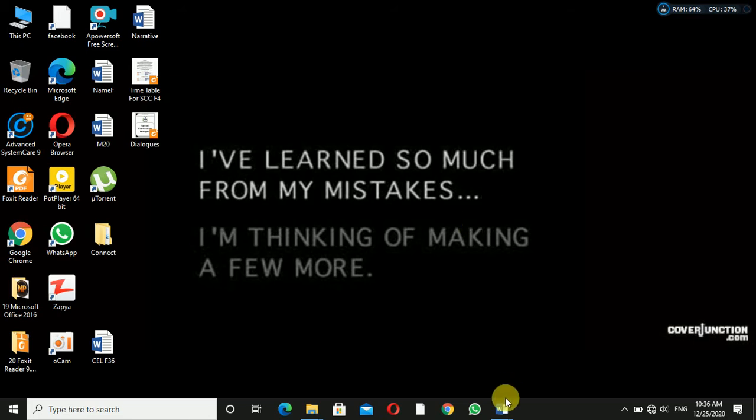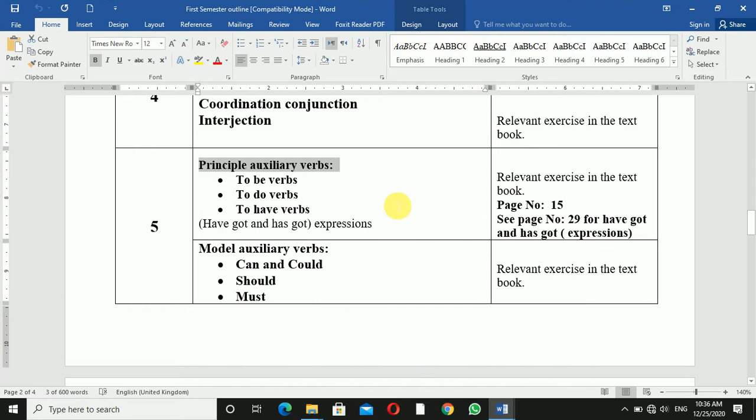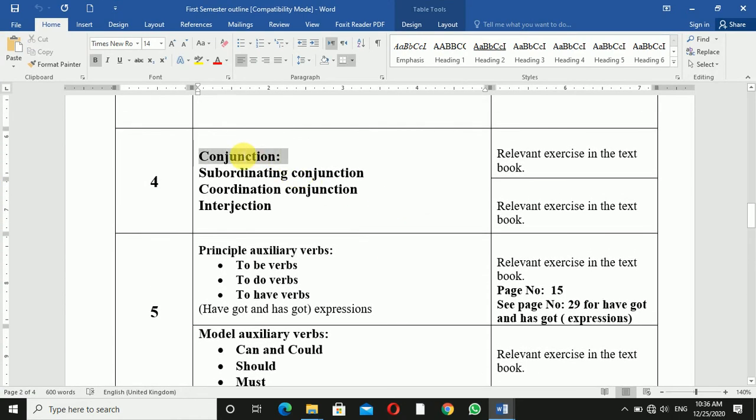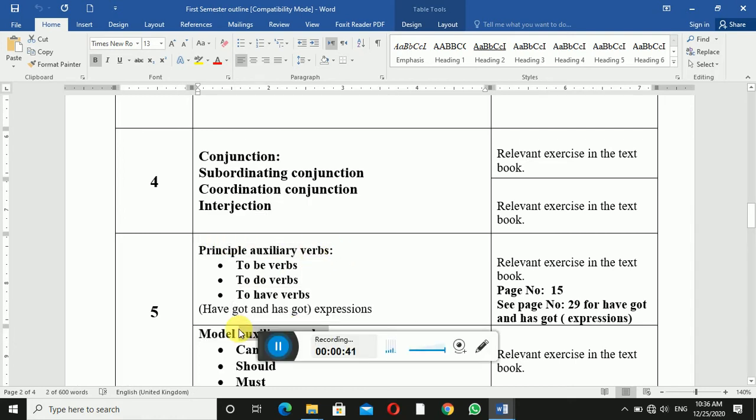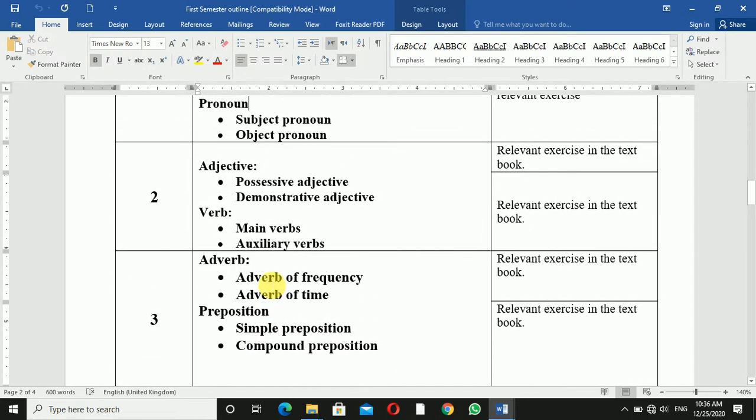So, in the previous lecture, we talked about conjunctions. In week 4, we discussed conjunction, subordinating conjunction, coordinating conjunction, and interjections. I hope you understood and found the lesson useful. In this lecture we'll be talking about two more important types of auxiliary verbs. First, principal auxiliary verbs, and second, modal auxiliary verbs.